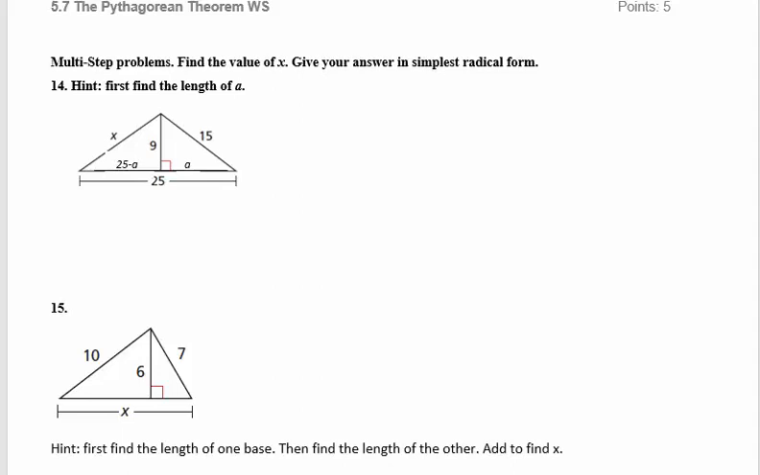So the first thing you have to do is use the Pythagorean theorem to find A. Once you find A in simplest radical form, then you can take 25 minus A in order to figure out what this side length is. So if A is 10, then you can take 25 minus 10 and you'll know what this side is. And then you do the Pythagorean theorem again in order to find X. Then it would be 9 squared plus whatever you get squared equals X squared.